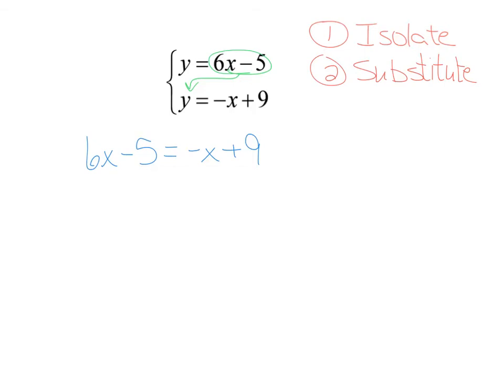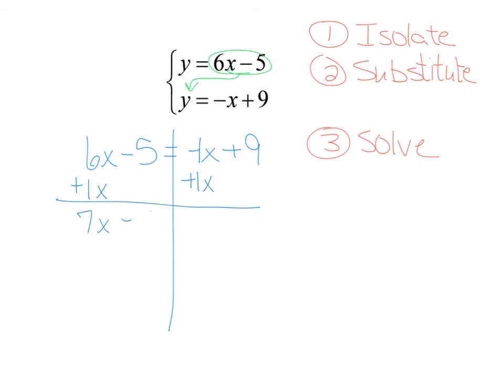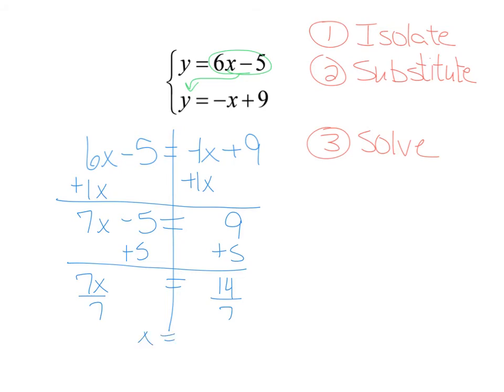Now that I have an equation, my next step is to solve. There's my equal sign. Notice I have a variable on both sides. Which one is smaller, 6x or a negative 1x? Negative 1x is smaller, right? What's the inverse operation? Add 1x. 6x plus 1x is 7x minus 5 equals 9. Now we're in business. Two-step equation. Add 5 to both sides. 7x is 14. Divide both sides by 7. And x is 2.